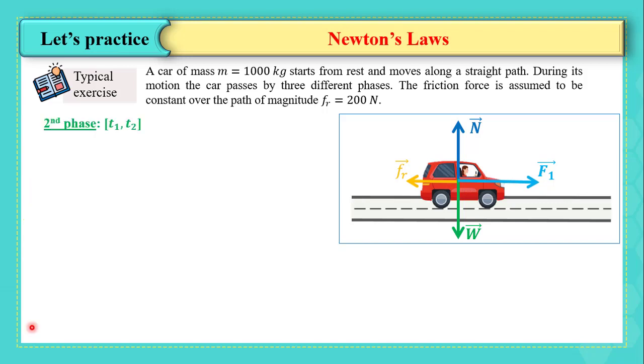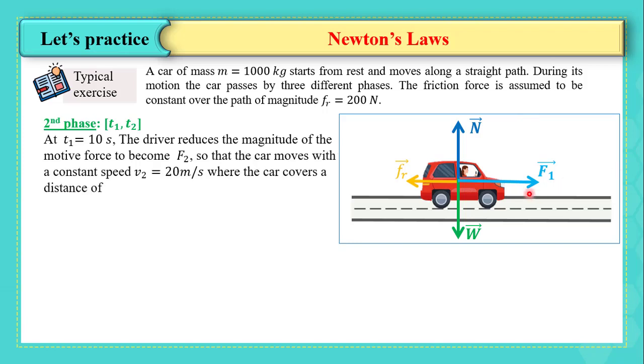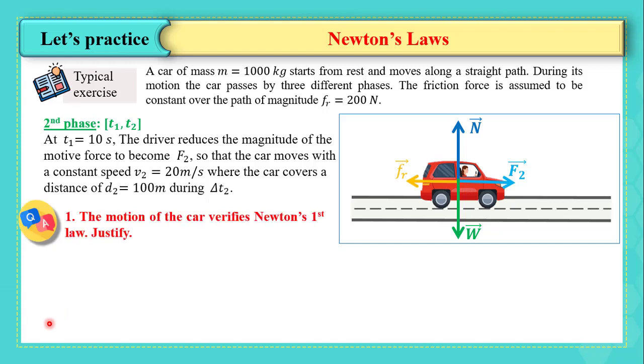Now let's move to the second phase between the instants t1 and t2. At t1 equal 10 seconds, the driver reduces the magnitude of the motive force to become F2, so that the car moves with a constant speed v2 equal 20 meter per second, where the car covers a distance of 100 meter during delta t2. This is F2, the motive force applied by the driver, so that he moves with a constant speed. In the first part in this phase, you are told that the motion of the car verifies Newton's first law, and you need to justify why.